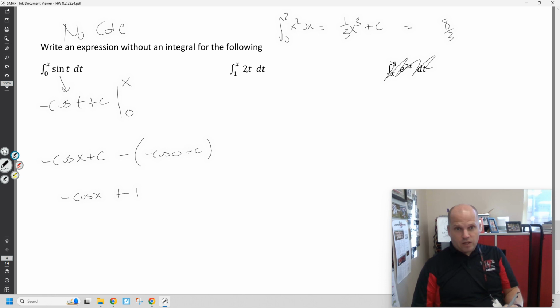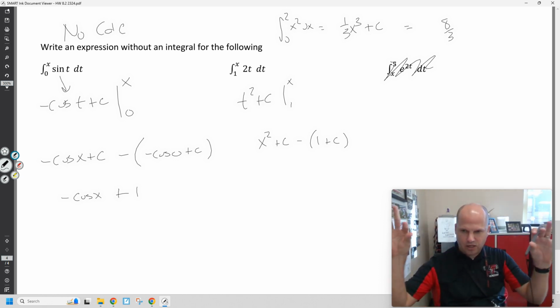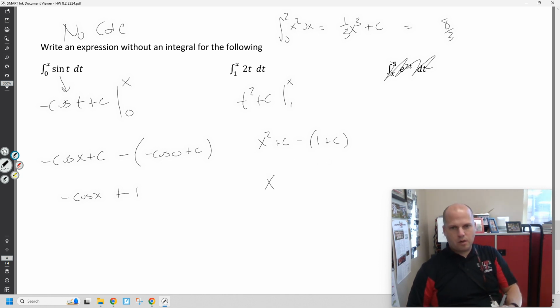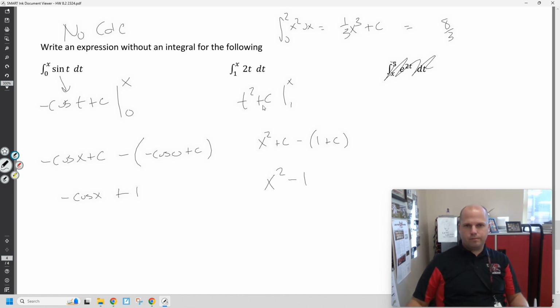If I were to evaluate this, and again, I'm not going to get a number because I have x here. You'd get t squared plus c. You would plug in x and 1. Last unit, we would plug this into our sign analysis to understand how you would subtract the positions to get the accumulation. But here we're just going to use this line to say find the change of this between x and 1.